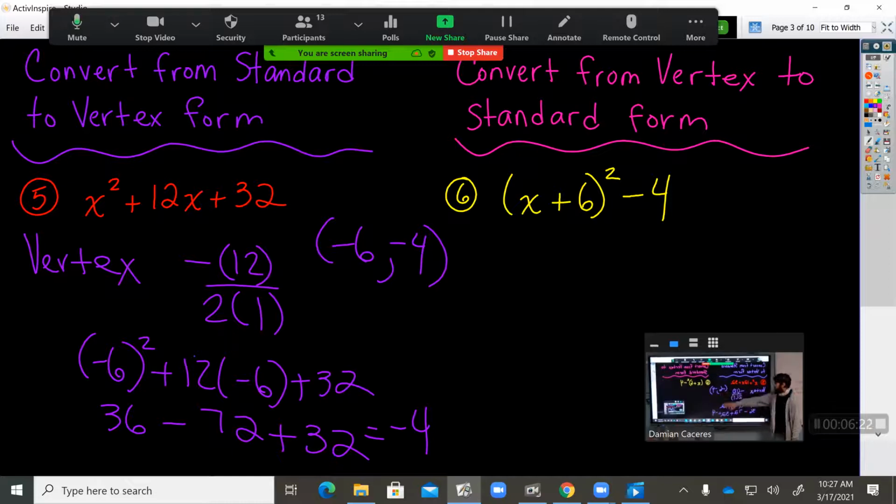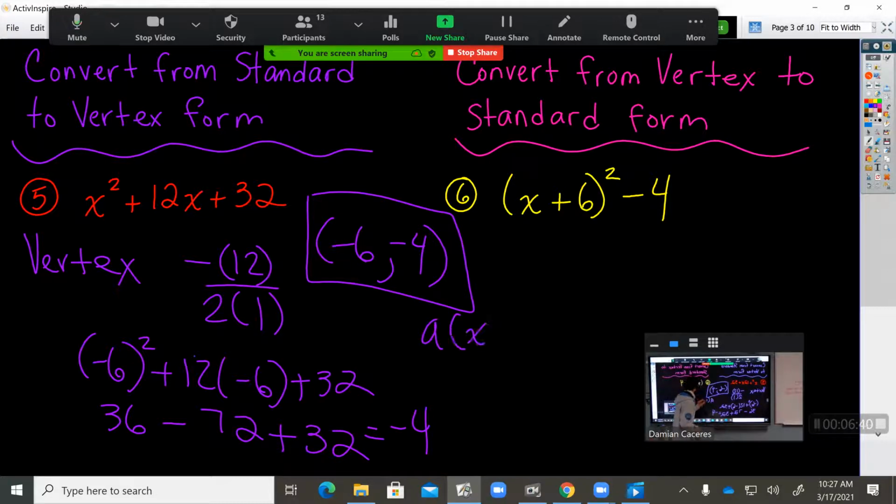So h is negative 6, k is negative 4. Together, they create the coordinates to the vertex. So now, once you have the coordinates to the vertex, you have to convert it to vertex form. So vertex form is a parentheses x minus h squared plus k. Your job is just to plug in h here, k there, and a, which would be the number on the outside. In both of these, the number on the outside is positive 1.